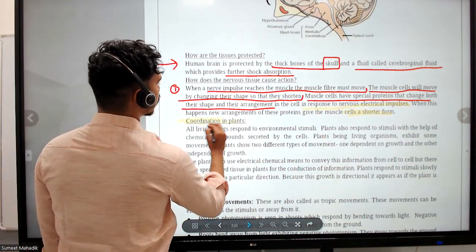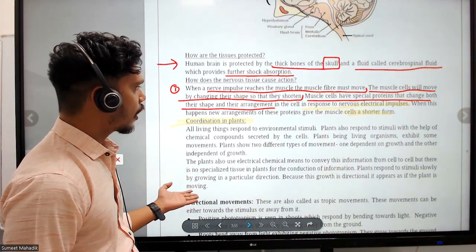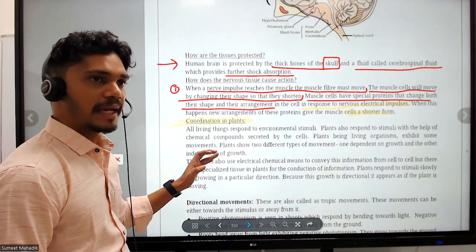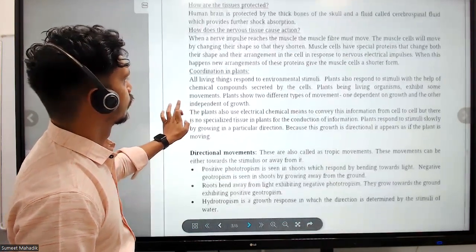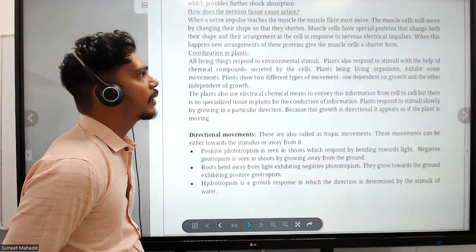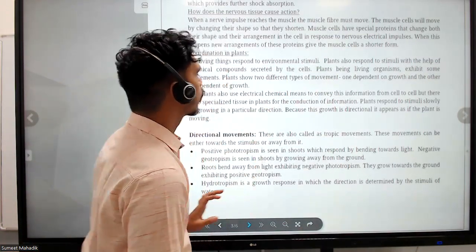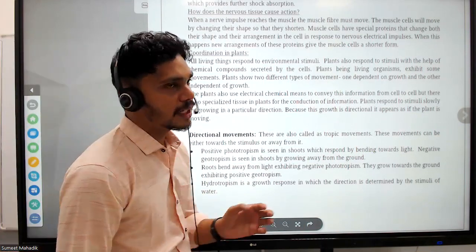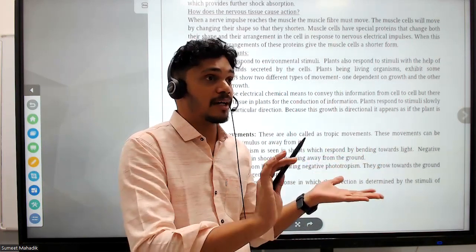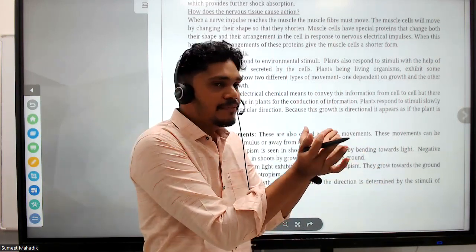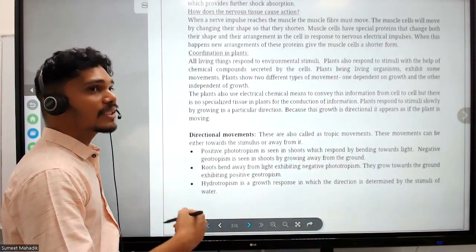Now coordination in plants. So we are talking about the human brain and suddenly we're talking about coordination in plants. Somehow the mechanism is quite similar. So let's see that. All living things respond to environmental stimuli. What is stimuli? A response towards the environment. Plants also respond to stimuli. You must be aware of that. Mimosa plant, touch-me-not plant. The moment you touch it, the leaflets get closer. They get closed. So they give a sudden response.